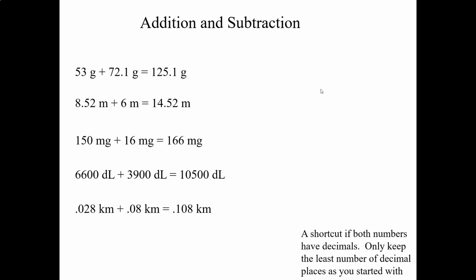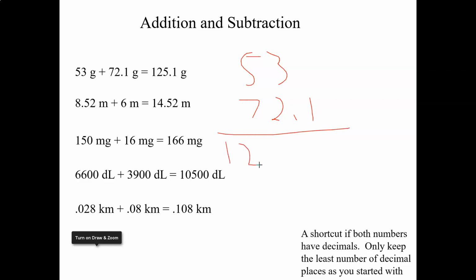Okay, so here's what we're going to do. We're going to take 53 and 72.1. I'm going to get 125.1. Okay, so notice I've lined up so that the ones place is in line, the tens place is in line. This doesn't have a decimal place, but if it did, it would be right here. And we added and subtracted like normal.